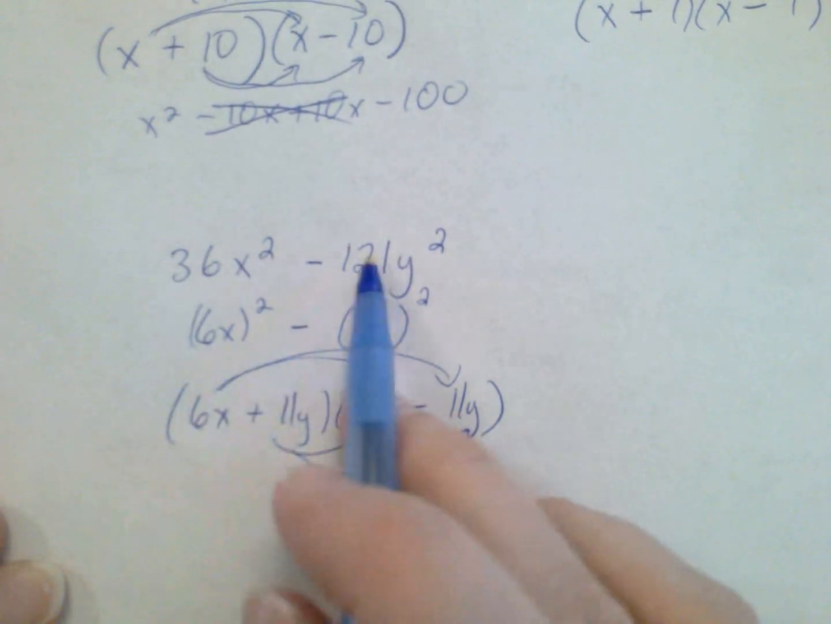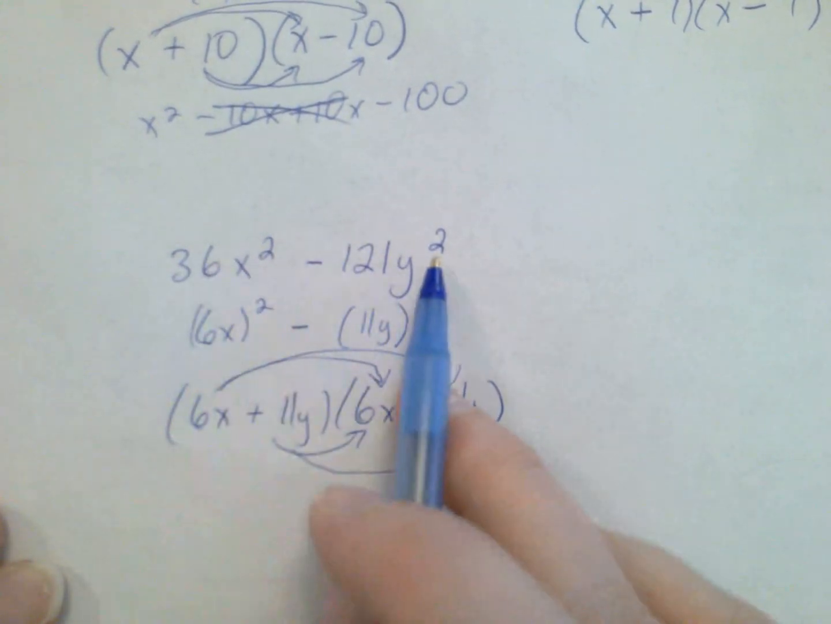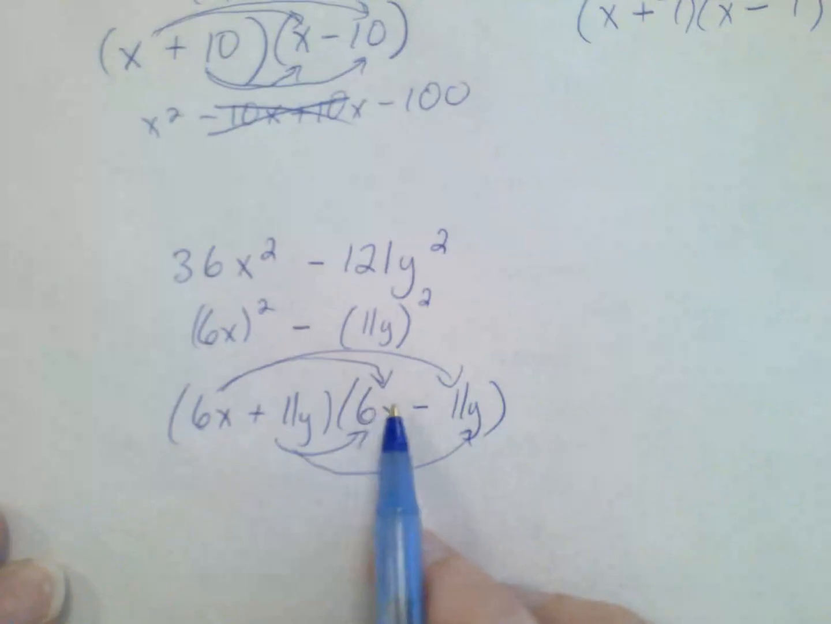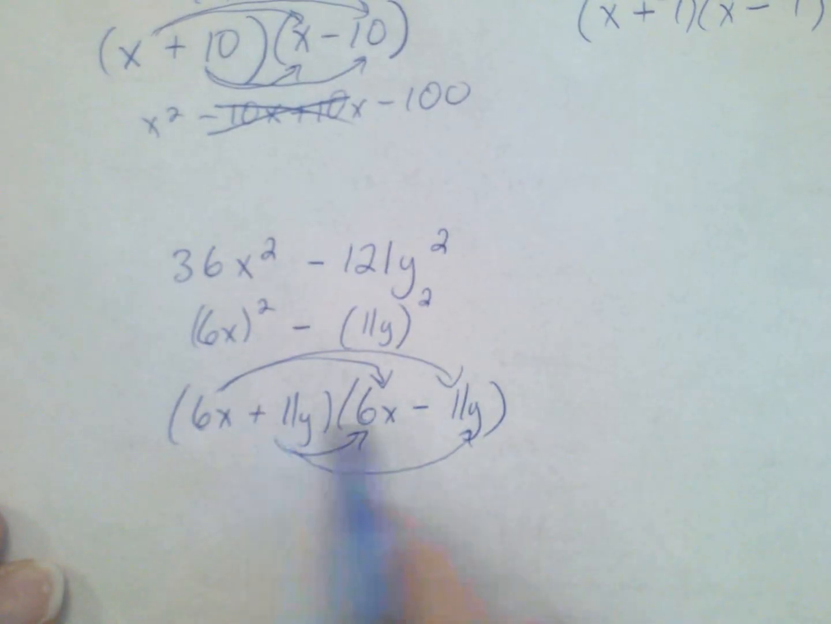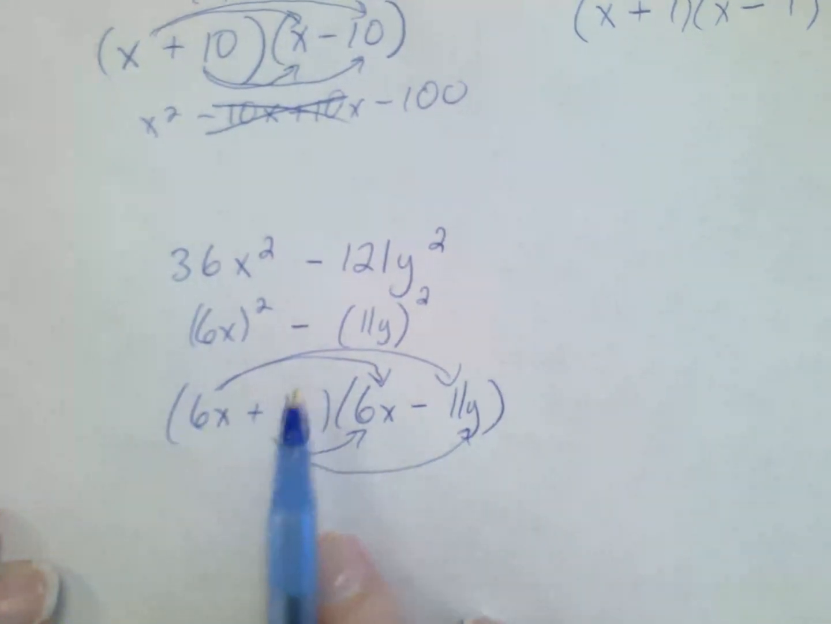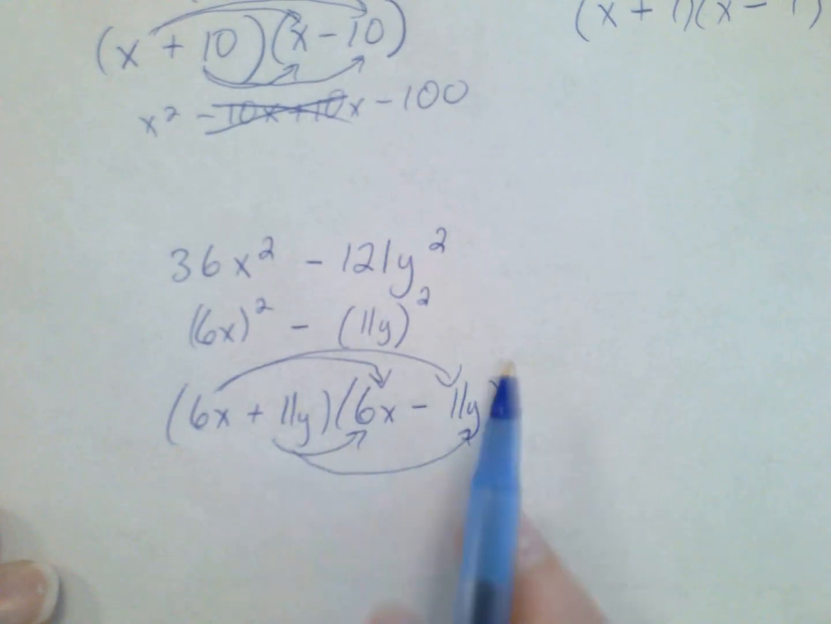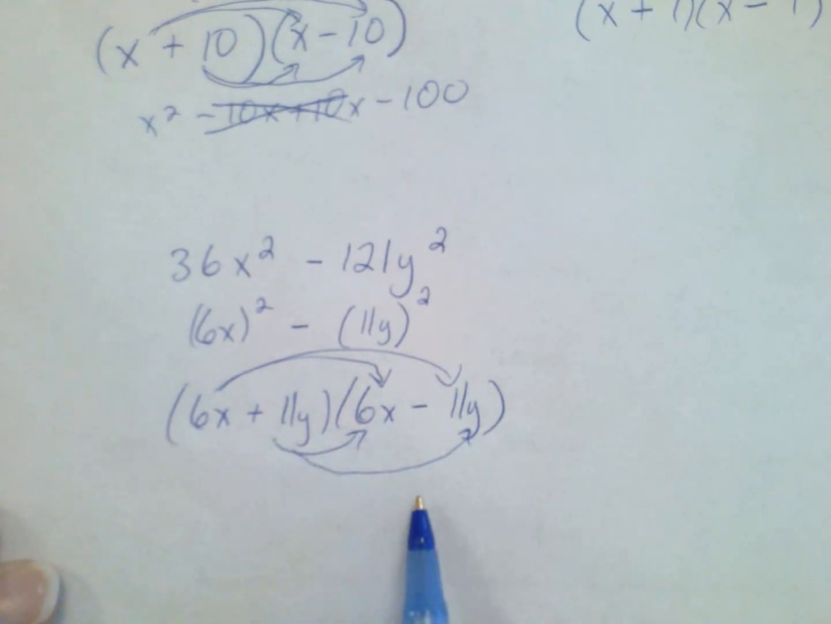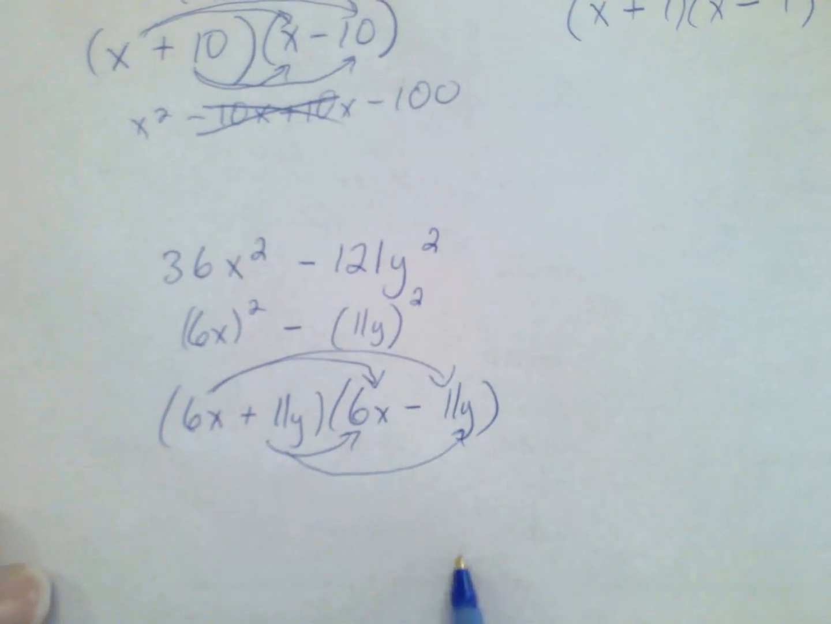So again, these are both still just perfect squares. So difference of perfect squares, you just basically take the square root of each one of them. Make sure you have a positive and a negative, so that the outside and inside terms will cancel each other out if you were to FOIL to check.